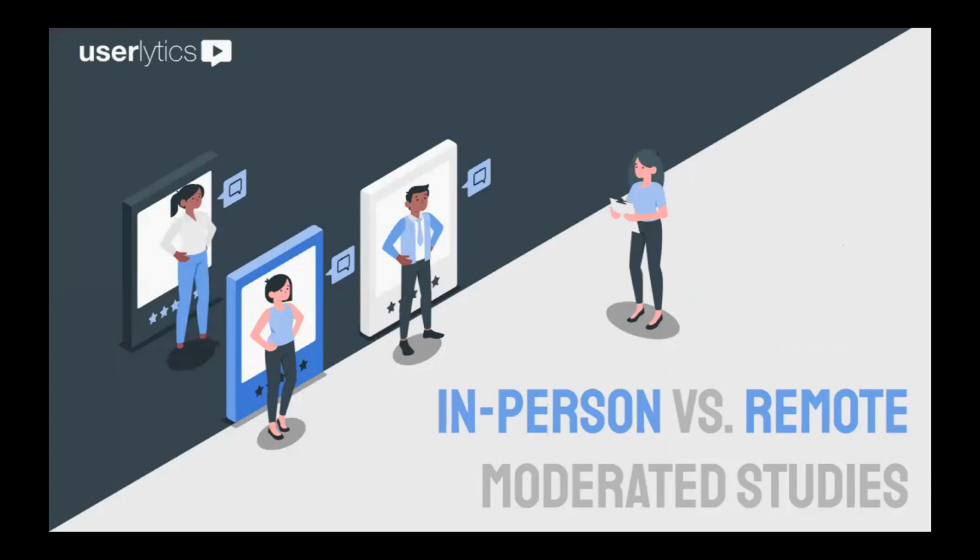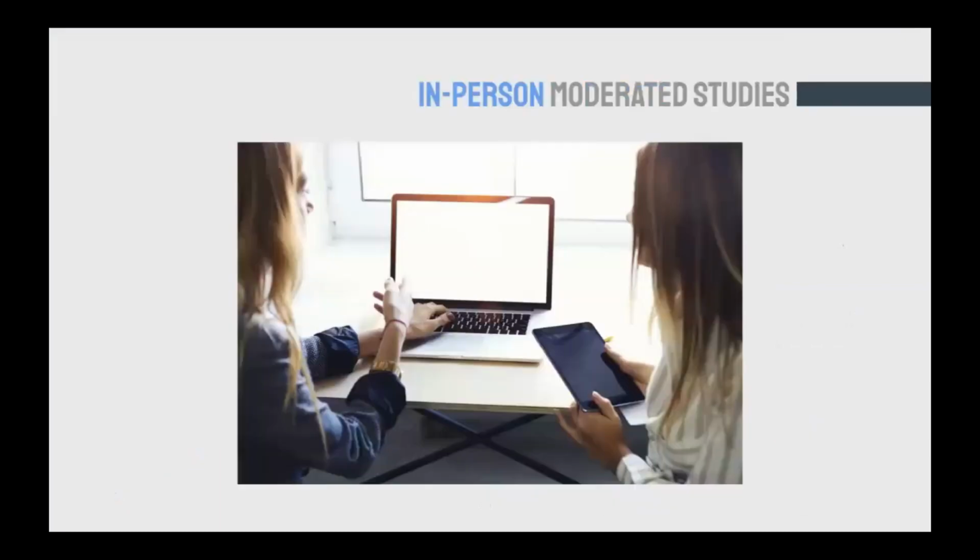So let's take a deeper dive into the differences between in-person and remote moderated studies. So an in-person study typically takes place in a formal lab environment. You might have a one-way mirror that allows observers sitting in an adjacent room to see the participants without the participants seeing them. You may also have a number of different cameras that allow observers in the other room to see the participant and their interactions from different angles.